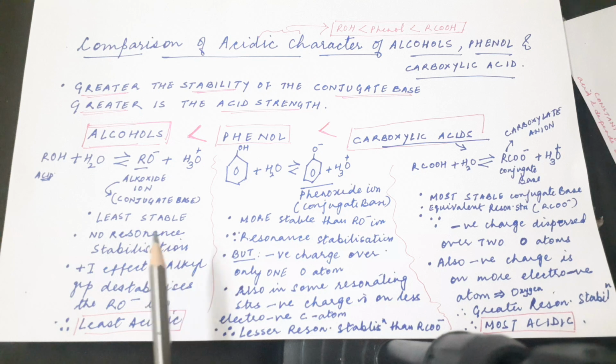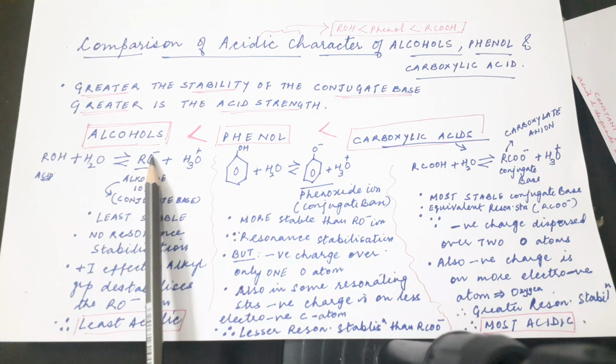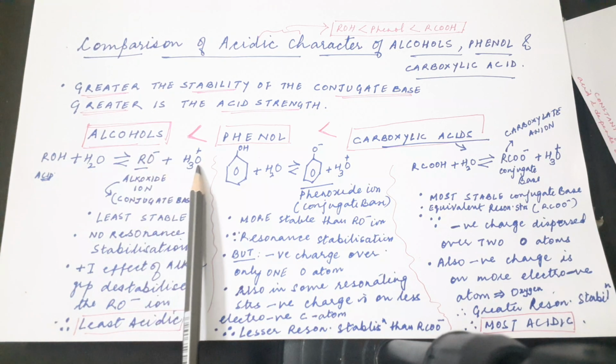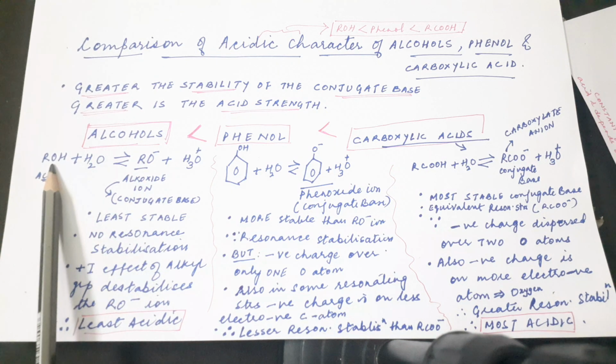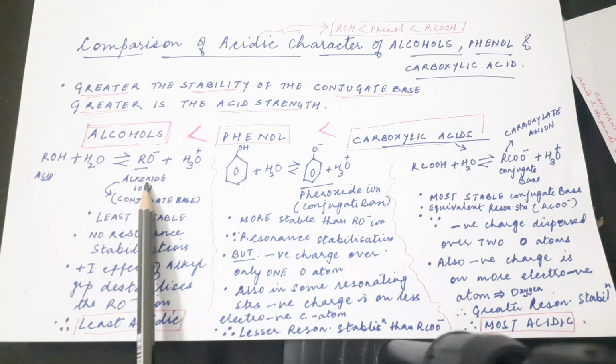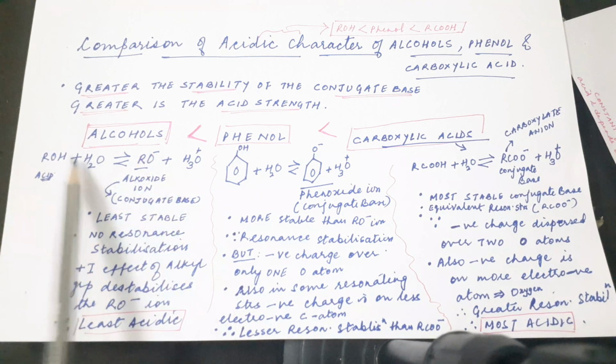Why? Point 1, it is not showing resonance, so there is no contribution to stabilization via resonance. And the second point is that the R group is showing plus I effect. What is plus I effect? Electron releasing effect. Because of that, the R group shifts electrons towards the oxygen, which becomes more electron rich and more susceptible to attack by this positive proton, leading the equilibrium in this direction. So this happens to be more stable as compared to the alkoxide ion, lowering the acidic strength of the alcoholic entity.